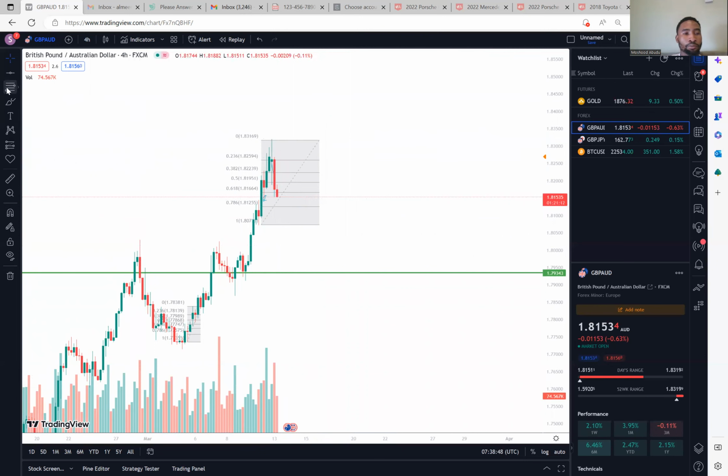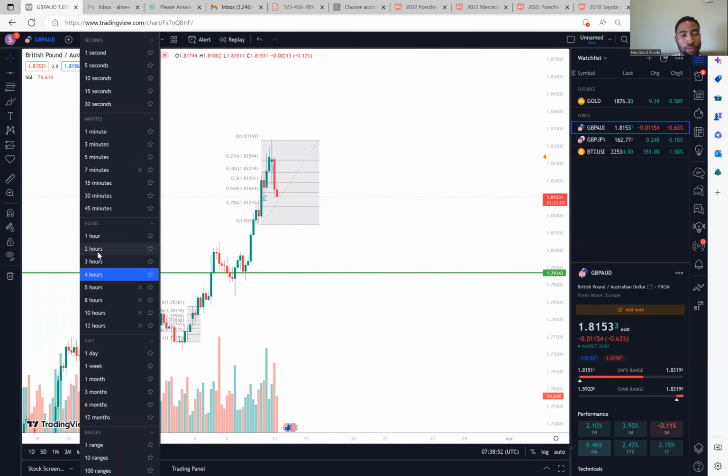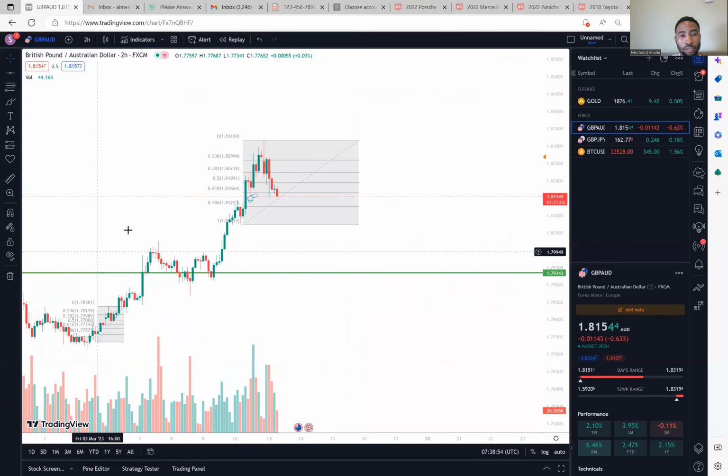Okay, so let me go to SOAS. The 2 hours shows that we are retesting this area, so we could see the market comes to 0.78. From 0.78, then it's possible. Then I can guarantee you that we're gonna go bullish from 0.78. We're gonna go bullish from here.